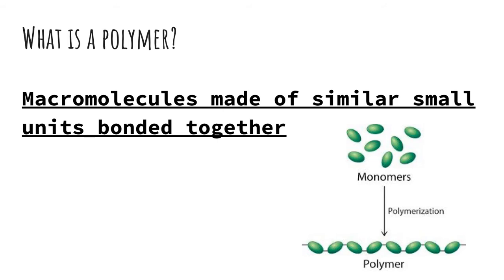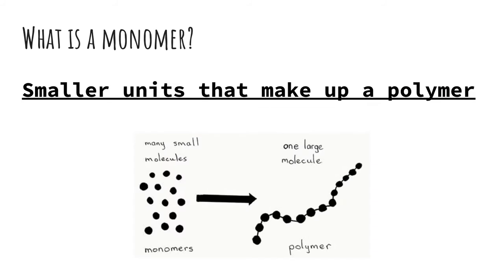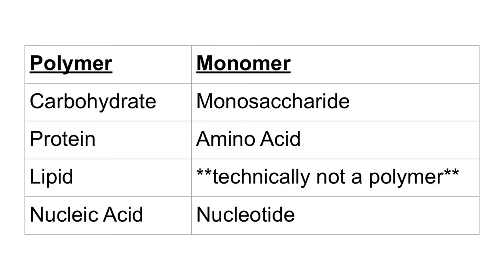So once again, just as a reminder, a polymer is a macromolecule that is made of similar small units bonded together. Here's our monomer, and they're joined together until they become a functional polymer that can do jobs around our bodies. Once again, a monomer is that smaller unit that makes up a polymer. So we know that we have these polymers. We have carbohydrates, we have proteins, we have lipids, we have nucleic acids. But you maybe have never heard about the smaller subunits or the monomers that make up these four biological polymers.